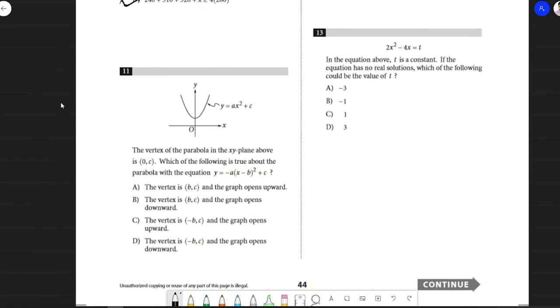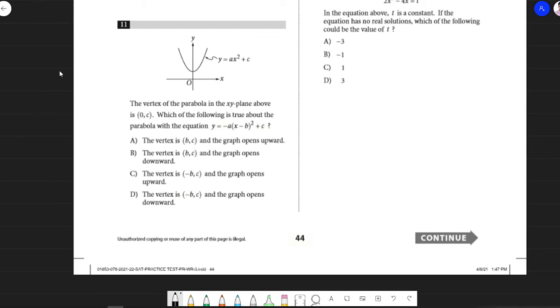Question 11. The vertex of the parabola in the xy plane above is (0, c). Which of the following is true about the parabola y equals minus a times (x minus b) whole squared plus c?